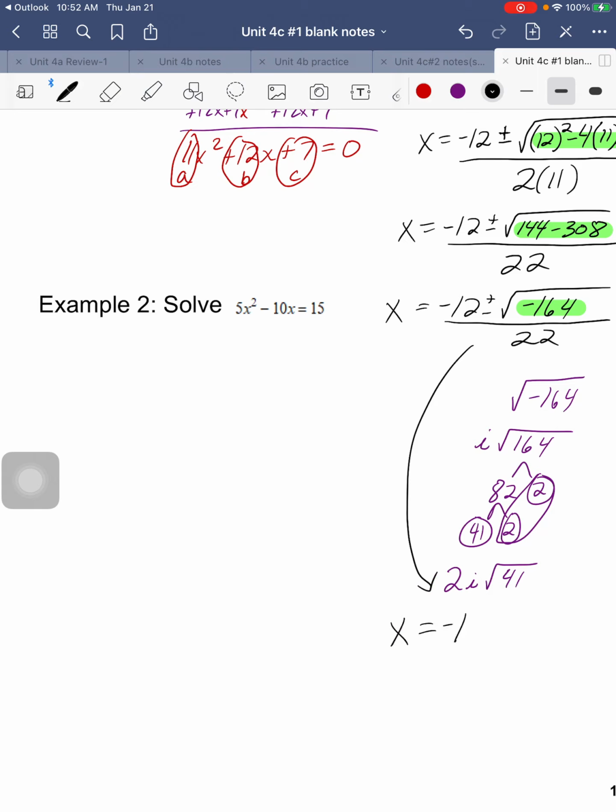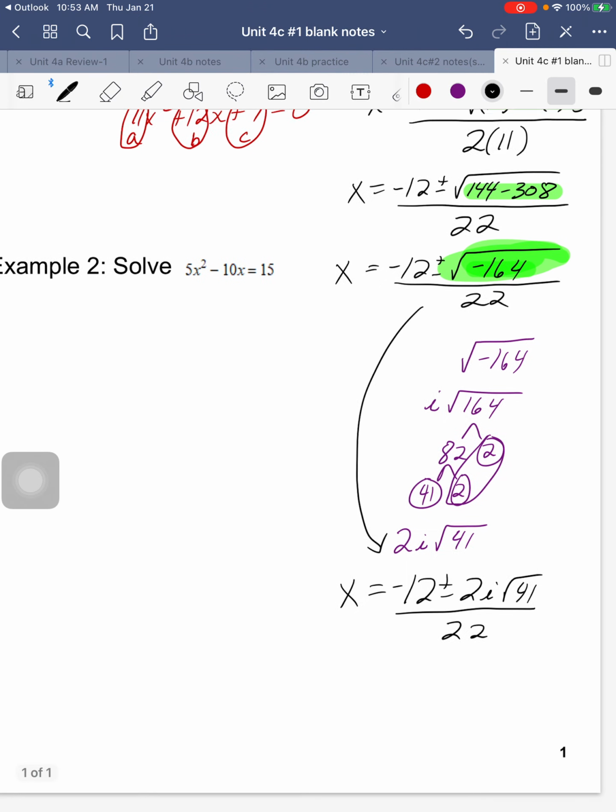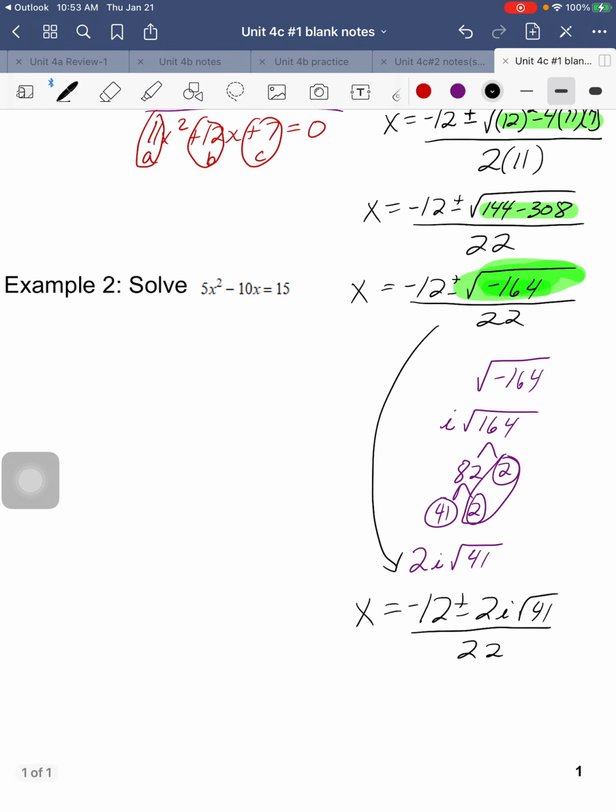We have x equals negative 12 plus or minus. Everything on the square root, I'm going to replace it with 2i square root of 41, all divided by 22. Now, this is really close to the final answer, but there's actually one last thing we can do.